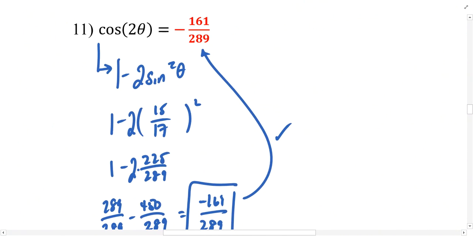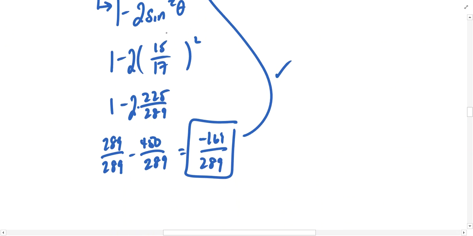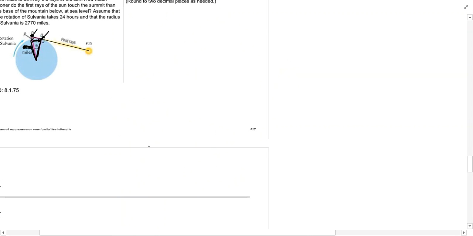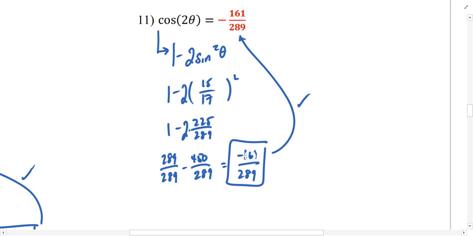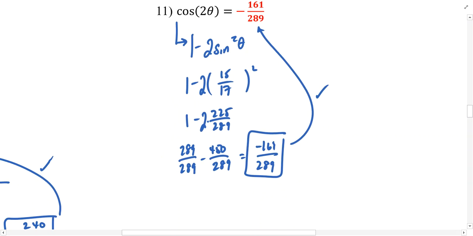For number 11, recall that there are 3 different double angle identities for cosine. I just happen to use this one. Cosine of a double angle is equal to 1 minus 2 sine squared of the individual angle. We already knew what sine was, 15 over 17. We square that, multiply it by 2, subtract. So after we subtract 289 minus 450, we get negative 161. The two denominators had to be common before we subtracted. That's why we created this fraction on the left. And we've got a denominator of 289.